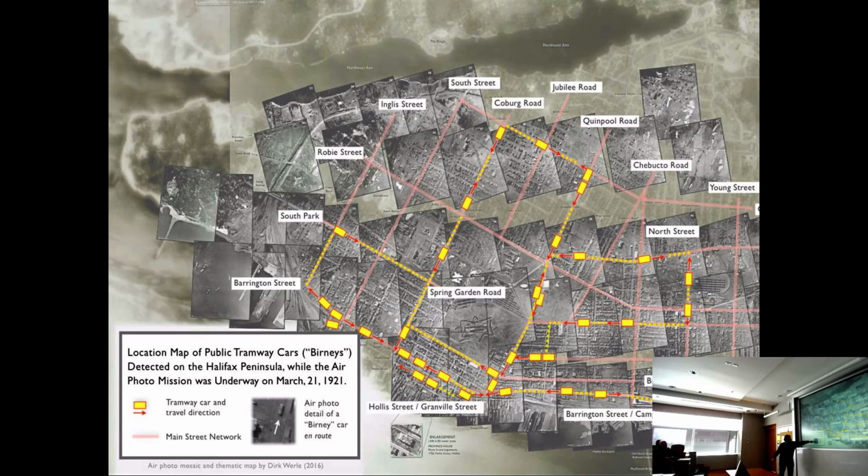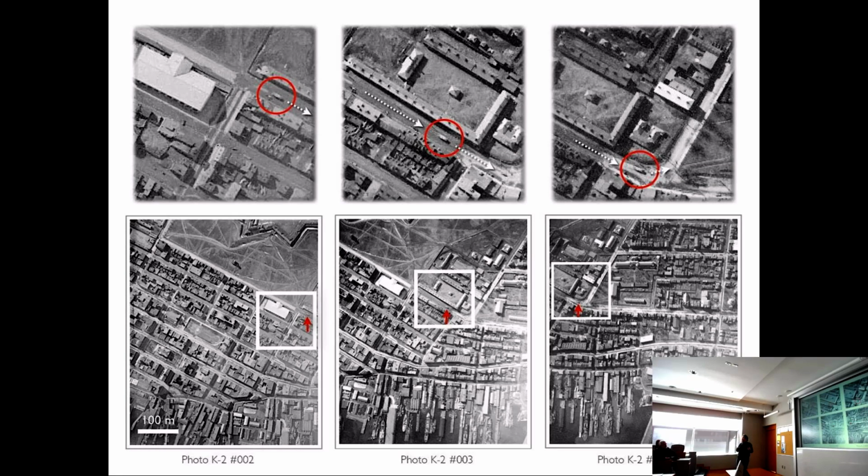Here is an enlargement of one of these Bernies here. And I've started to look for them all over the place, and I found them. And then connected the Bernie locations with dotted lines and ended up with this map of the streetcar system in Halifax at the time.